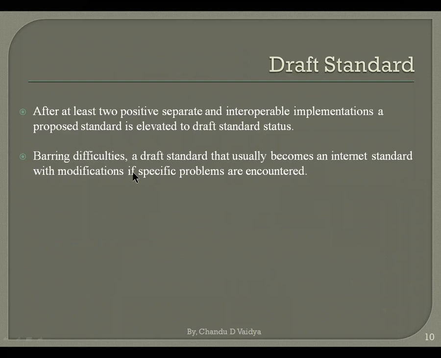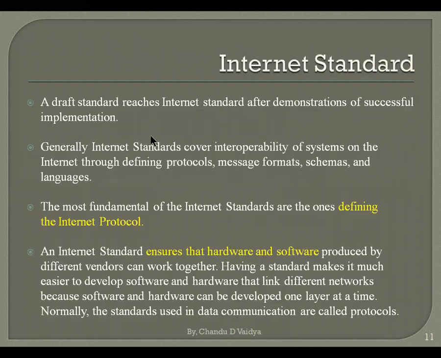As we know, if a proposed standard has bugs or any lacunas, it is going to be tested. If it is found okay, proceed. Otherwise, it is going to be revised. So it is going to be measured over here. In the third one, the internet standard, the draft standard reaches internet standard after demonstration of successful implementation. So after implementation, the draft standard comes to the internet standard.